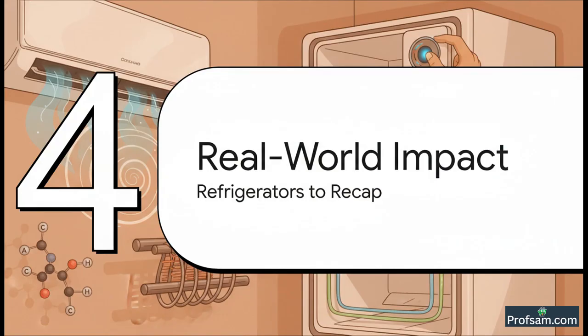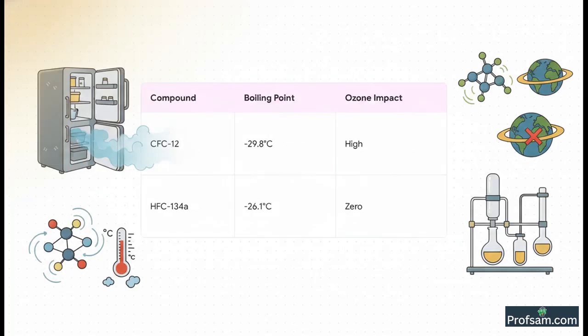Okay, so why is this important in real life, not just for our exams? Well, understanding these physical properties is absolutely critical for technology. And let's take a perfect example: the chemicals used in our refrigerators and our ACs. For many, many years, a chemical called CFC-12 was the standard refrigerant. Now, why was it chosen? It was chosen specifically for its physical properties.